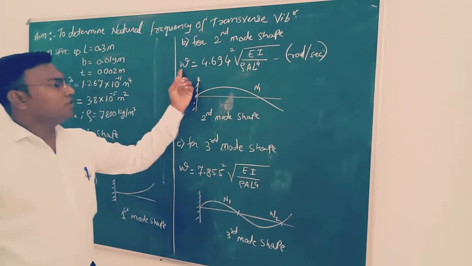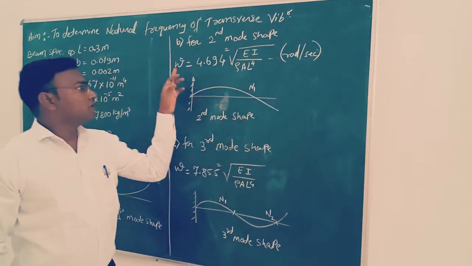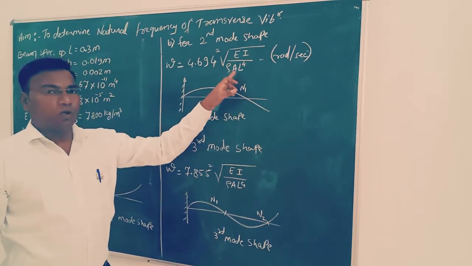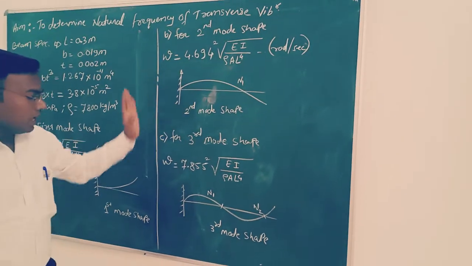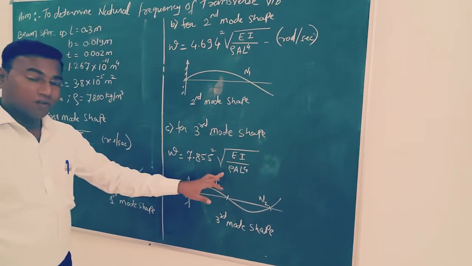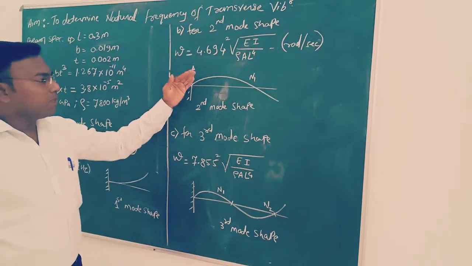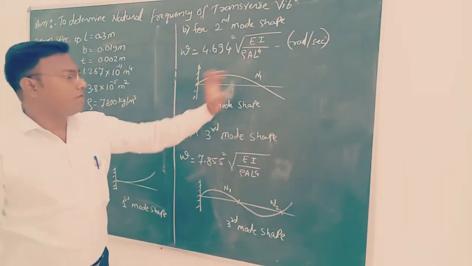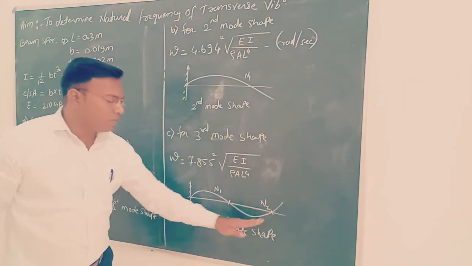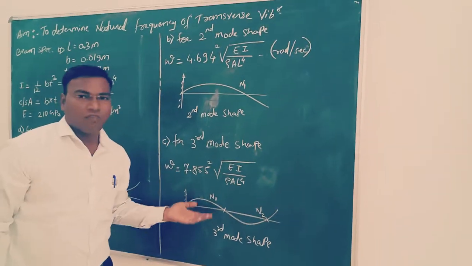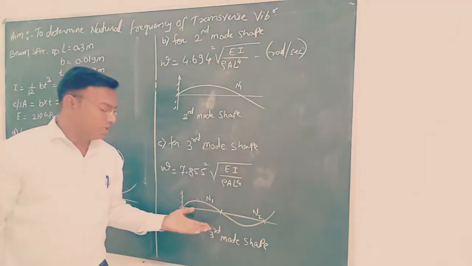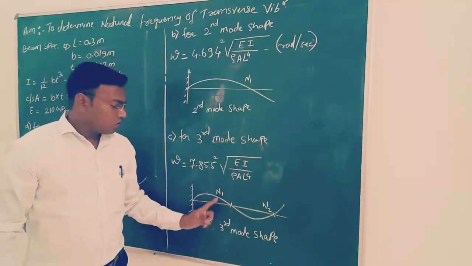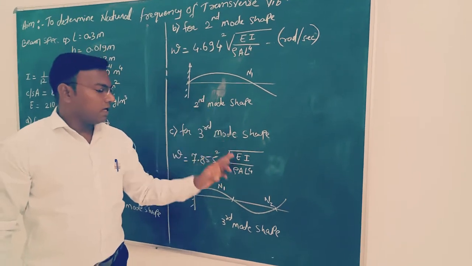But here the equation for omega will change. Here we are going to use 4.694 squared times the square root of EI upon rho A L to the power 4. This is for the second mode, and a different equation we are going to use for the third mode. In the second mode, the beam will try to lift in the upward direction, where only one node, N1, will be visible. For the third mode, we can obtain two different nodes. These node positions are the various mode shapes obtained at different speeds. So we can determine the natural frequency for the second and third cases.